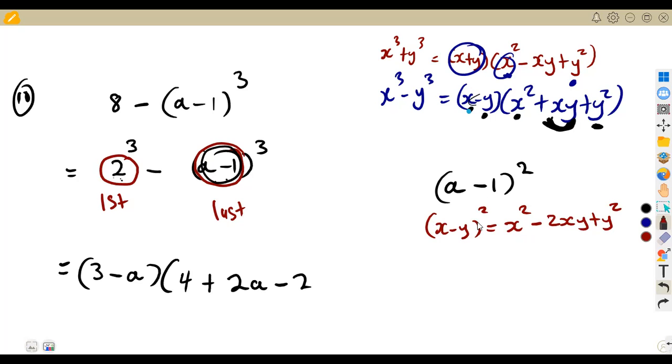This one, the whole part is being raised to the exponent of 2. So if it is like that, we are going to have a to the exponent of 2, minus the product of 2 and these two terms. So it's going to be 2 times a times 1, which is minus 2a, plus y squared, which is 1 squared, which is 1. So this is what you're going to have.